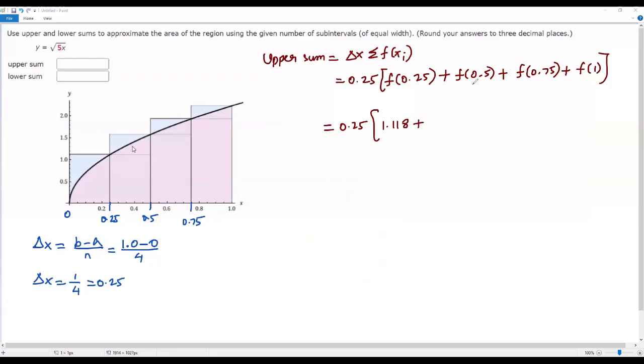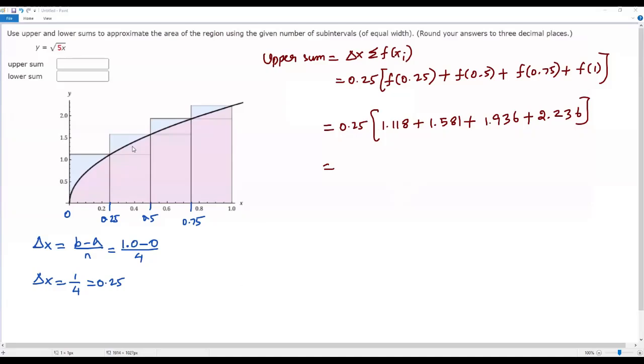1.118 positive. To get f of 0.5, I just have to plug in x equals 0.5, multiply by 5, and then take the square root. When I do all that, I'm getting the value 1.581, and the value for f of 0.75 is 1.936, and the value of f of 1 is 2.236.